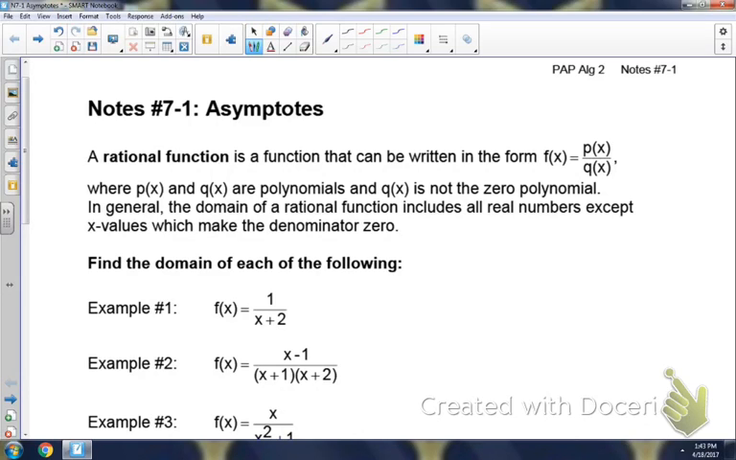So it says a rational function is in the form p of x over q of x. That's a fraction. P and q are polynomials, and it says q of x is not the zero polynomial, which means it does not equal 0. Okay, so we don't want our denominator to be 0. In general, the domain of a rational function includes all real numbers except x values which make the denominator 0.